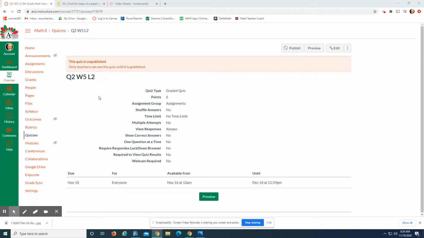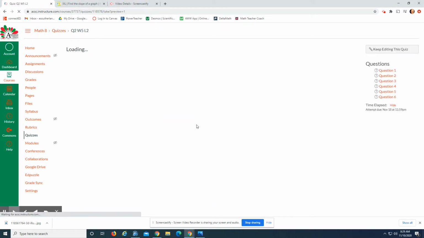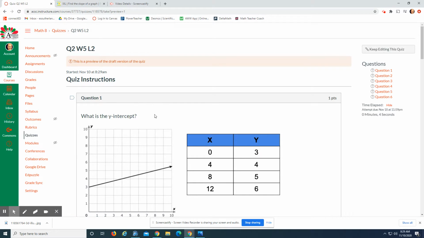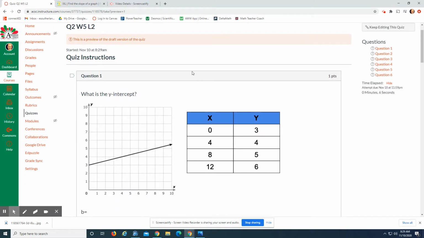Today's assignment is quarter 2, week 5, lesson 2. We're going to take a look at how to find the y-intercept from a table or from a graph. Now, these are the questions that you will get. So if you're watching this, you should be able to understand this fairly easily.